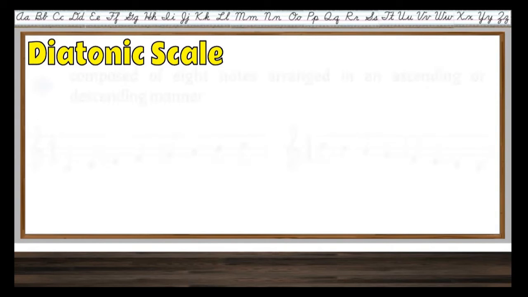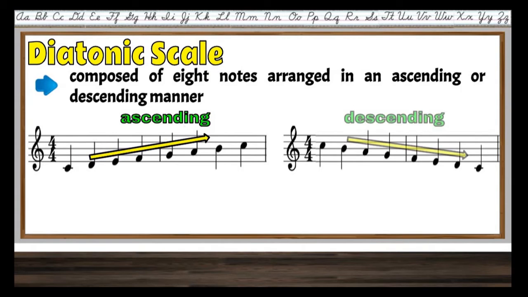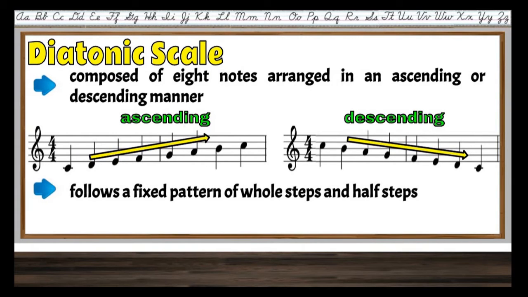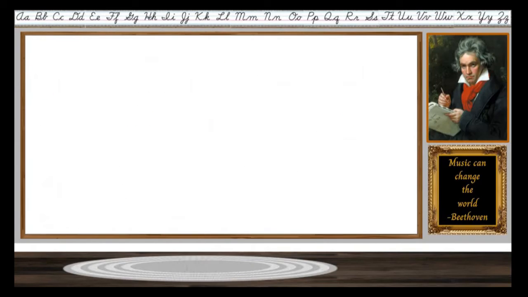It is composed of 8 notes arranged in an ascending or descending manner that follows a fixed pattern of whole steps and half steps. A half step is the shortest distance between 2 notes, while a whole step is composed of 2 half steps. There are 2 kinds of diatonic scales, major and minor. Let us discuss the major scale.